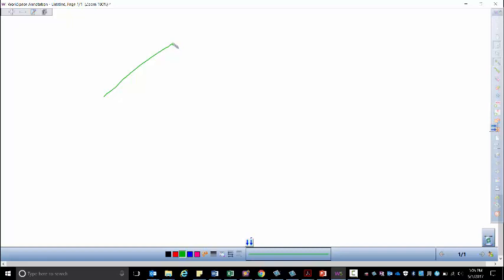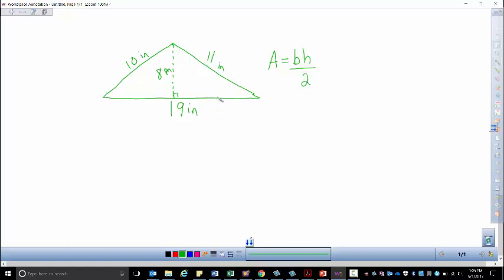Okay, let's try another triangle, just because it's newer. So what if I have a triangle like this? It's a very wide triangle. And they say like this is 10, and this is 11, and this is 19, and this one is, let's say it's 8. Let's say we're in inches. So now you have lots of choices. You need to remember that your area is the base times the height divided by 2. And the base and the height are perpendicular.